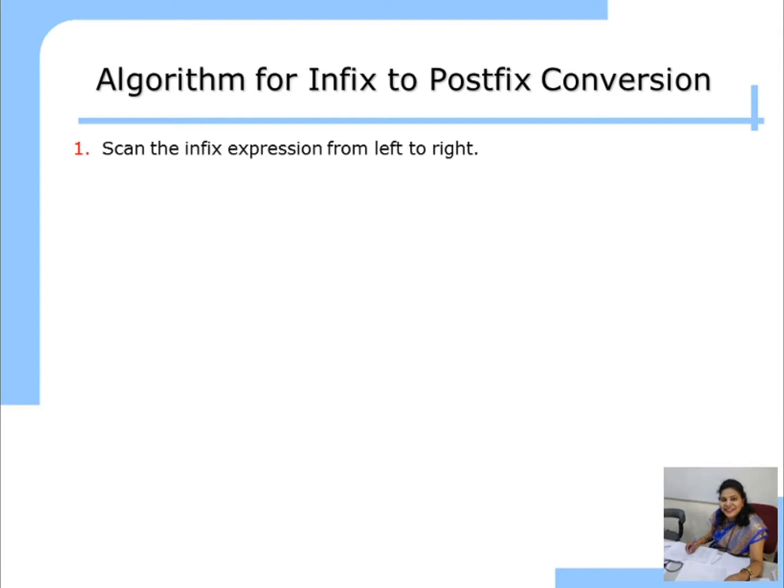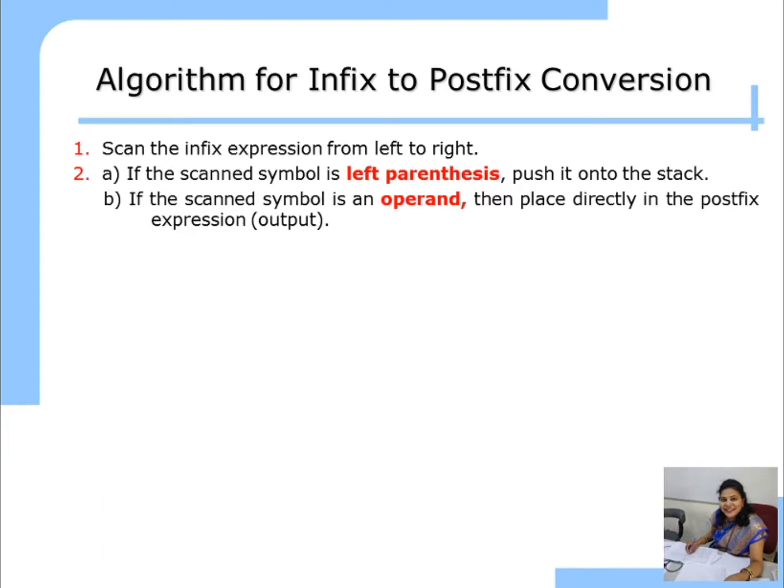Now let us see the rules. There are four rules: one rule for left parenthesis, one rule for right parenthesis, one rule for operand, and one rule for operator. Now see. In step 2, you are scanning the expression from left to right. If the scan symbol is a left parenthesis, then there is a rule that push it onto the stack. If the scan symbol is an operand, then place it directly into the postfix expression, that is, in output.